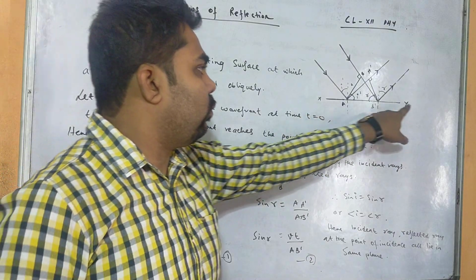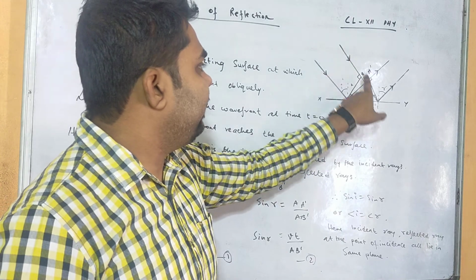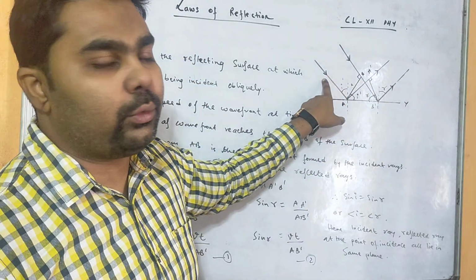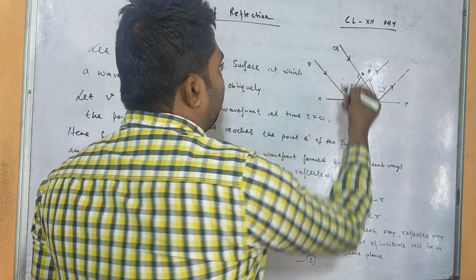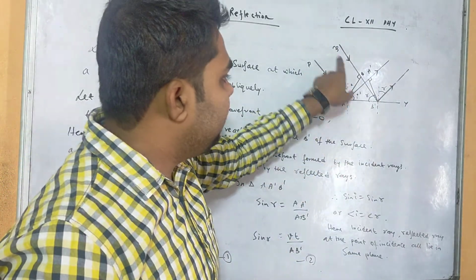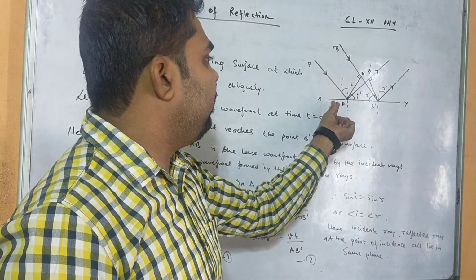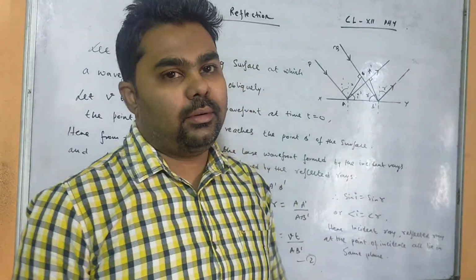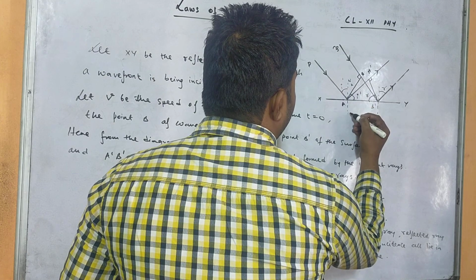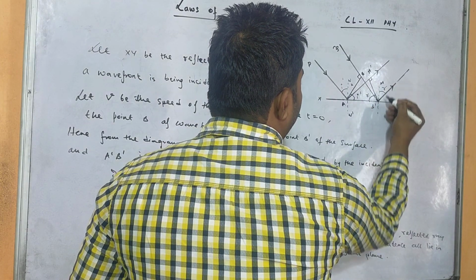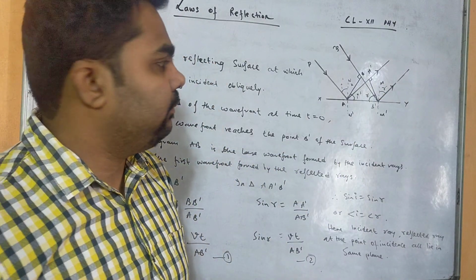I have drawn here XY. XY is the reflecting surface, and these two lines are the incident rays. You can see the direction of the arrow, so you will consider this one as the incident ray. If I consider here P and Q, I can say PA and QB' are the incident rays. As soon as they strike the reflecting surface, they get reflected back. Here, this dashed line we can consider as N' and this one as M'. So N' and M' are the normals.